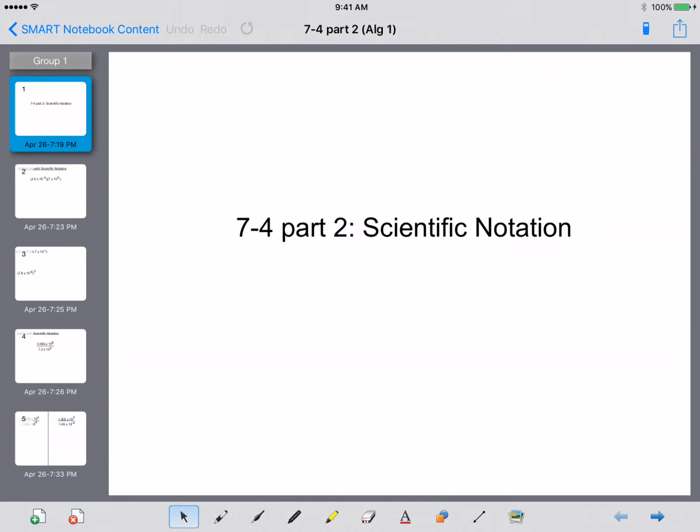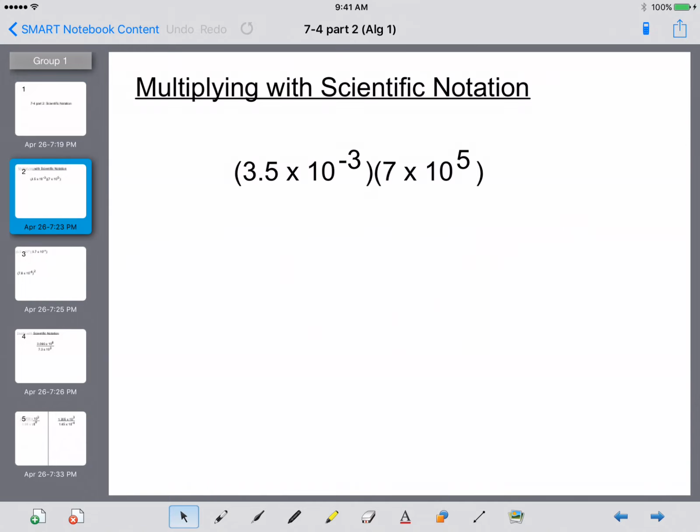On to part 2 of 7-4 of scientific notation. Today we're going to be multiplying and dividing in scientific notation. So when it comes to multiplying with scientific notation, it's kind of like everything we've been doing. You multiply your two base numbers together. I put quotations around that because that's not the proper term, but it's what's going to help you remember.